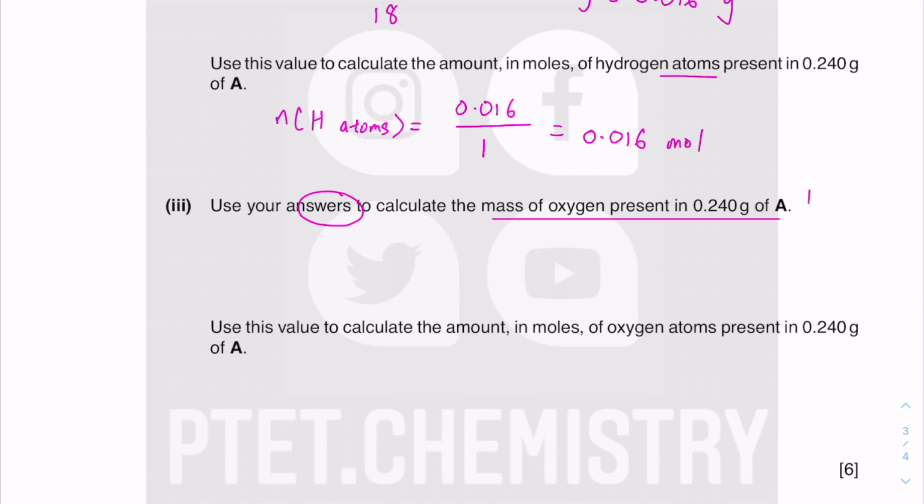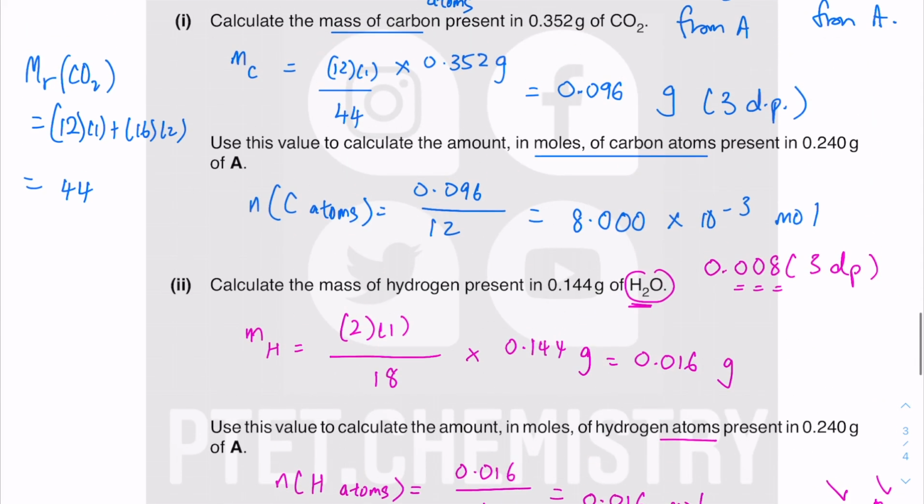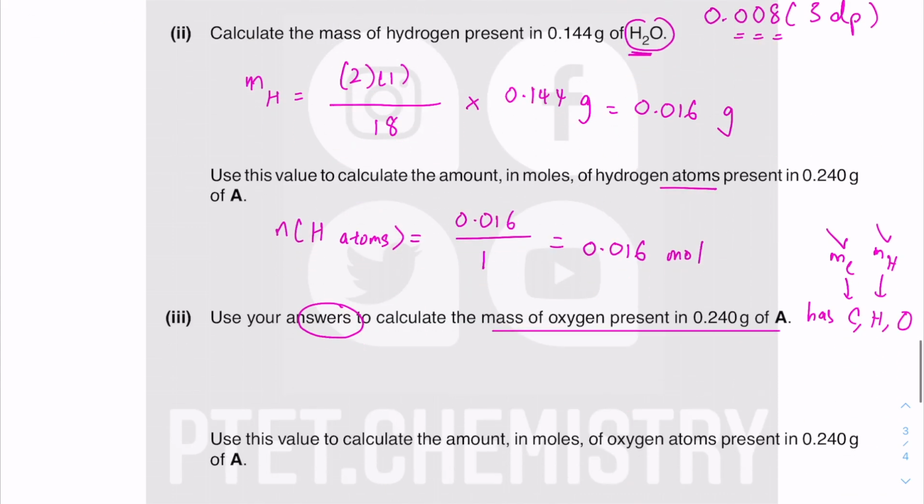So A has carbon, hydrogen, oxygen. I have the mass of carbon. I have the mass of hydrogen. They were what I calculated previously. Mass of carbon, mass of hydrogen, 0.096, 0.016. So this is 0.096 gram, and this is 0.016 gram. So what is the mass of oxygen?